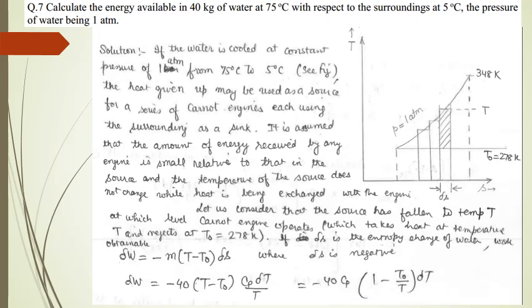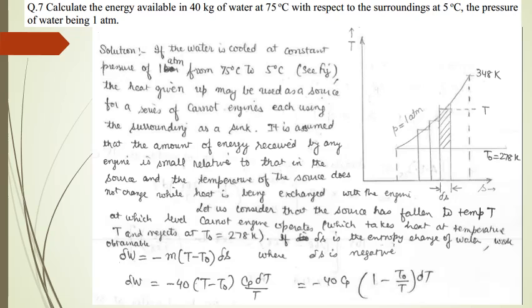Calculate the energy available in 40 kg of water at 75 degrees Celsius with respect to the surroundings at 5 degrees Celsius. The pressure of water being 1 atmosphere. Now if the water is cooled at constant pressure of 1 atmosphere from 75 degrees Celsius to 5 degrees Celsius as shown in figure, the heat given up may be used as a source for a series of Carnot engines, each using the surrounding as a sink.